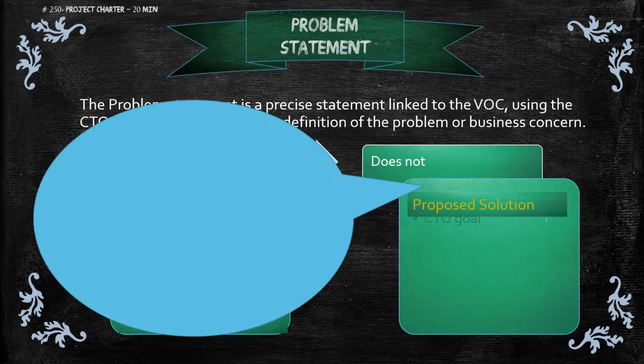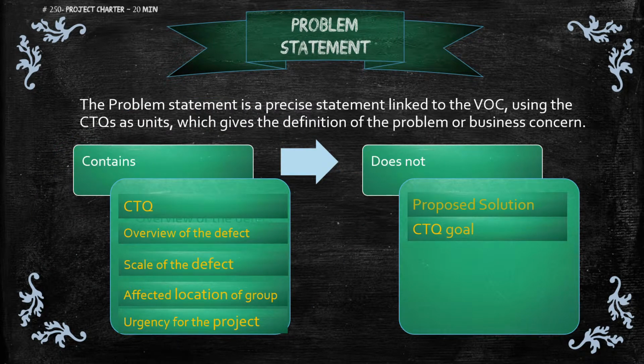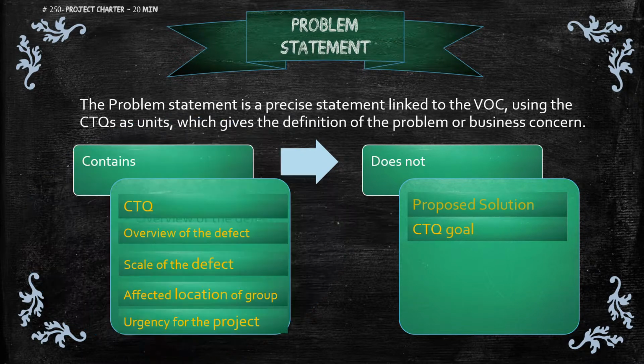Next, what are the things a problem statement should not have? The problem statement should not contain a proposed solution. For example, in our queue time project do not mention that increasing staffing is the solution. The goal statement, or the goal to be achieved, should not be mentioned here, because it is given in the goal statement.